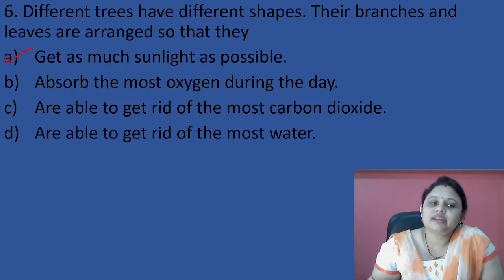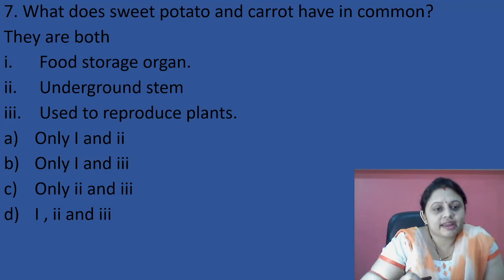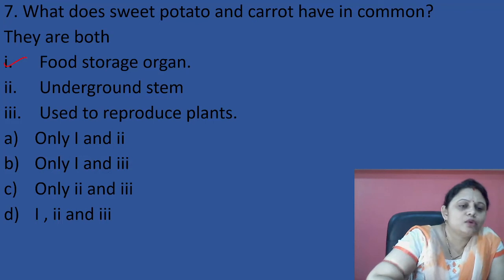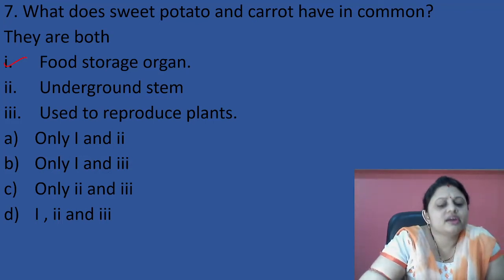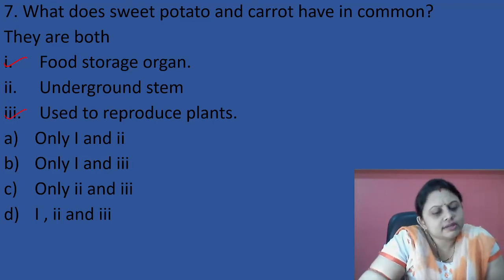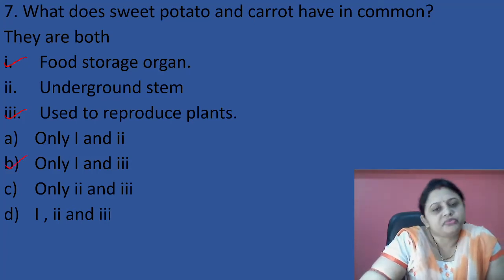Okay, let's move to the next question. What do sweet potato and carrot have in common? They are both food storage organs. Yes, both sweet potato and carrot are food storage organs. Then underground stem. Are they underground stems? No. Used to reproduce plants? Yes, they are used to reproduce plants. So which is the correct option? The correct option is only 1 and 3, that is present in option B.